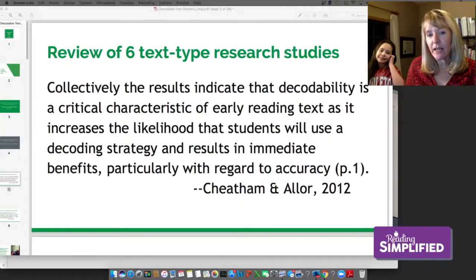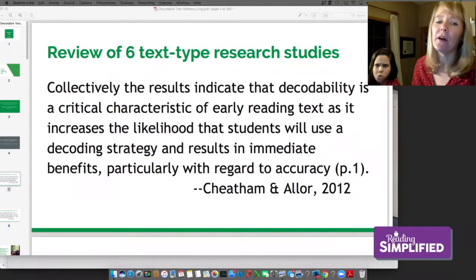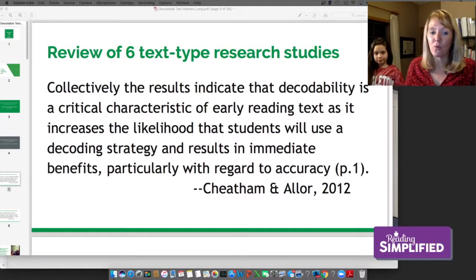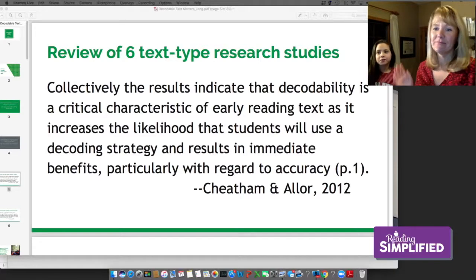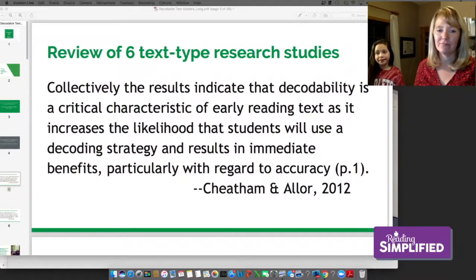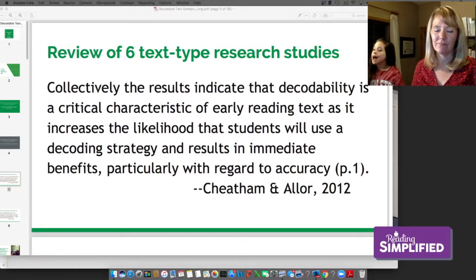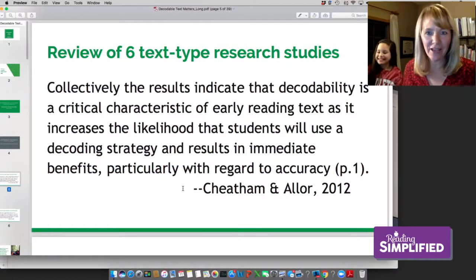Cheatham and Allard did this study of 6 different research studies, which is not a huge amount in the reading research world because there is a ton of reading research out there. But nevertheless, 6 is better than 0. And what did they find when they looked across all of those? They found that collectively, the results indicate that decodability is a critical characteristic of early reading text, as it increases the likelihood that students will use a decoding strategy and results in an immediate benefit, particularly with regard to accuracy.